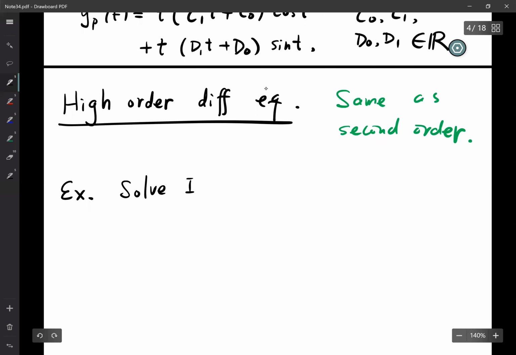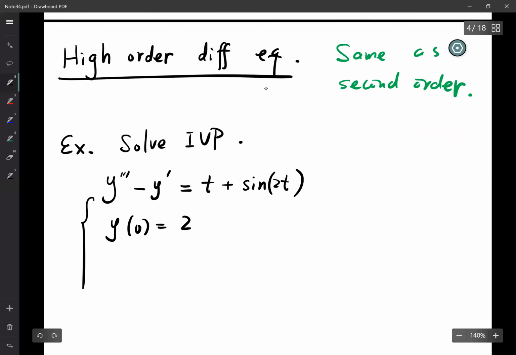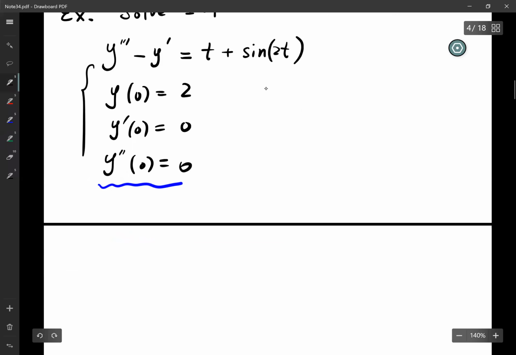Solve the following initial value problem: y triple prime minus y prime equals t plus sine 2t, with y(0) equal to 2, y prime(0) equal to 0, and so on. Now it's a third order differential equation, so I also need to specify the second order derivative of the initial value. So this is an inhomogeneous differential equation.